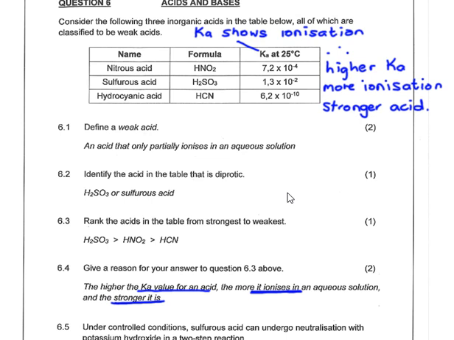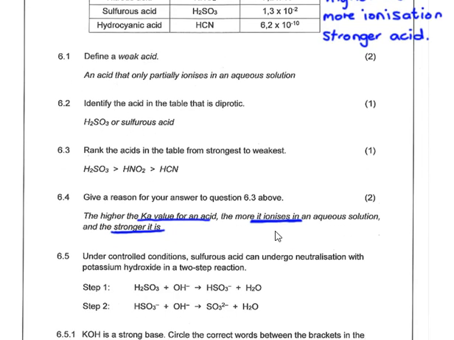Rank the acids in the table from strongest to weakest. The strongest of the weak acids will be the one with a higher Ka value because it indicates that it ionizes more than the others. And so it goes from the highest Ka value to the lowest Ka value, so from strongest to weakest. Then give a reason for your answer.